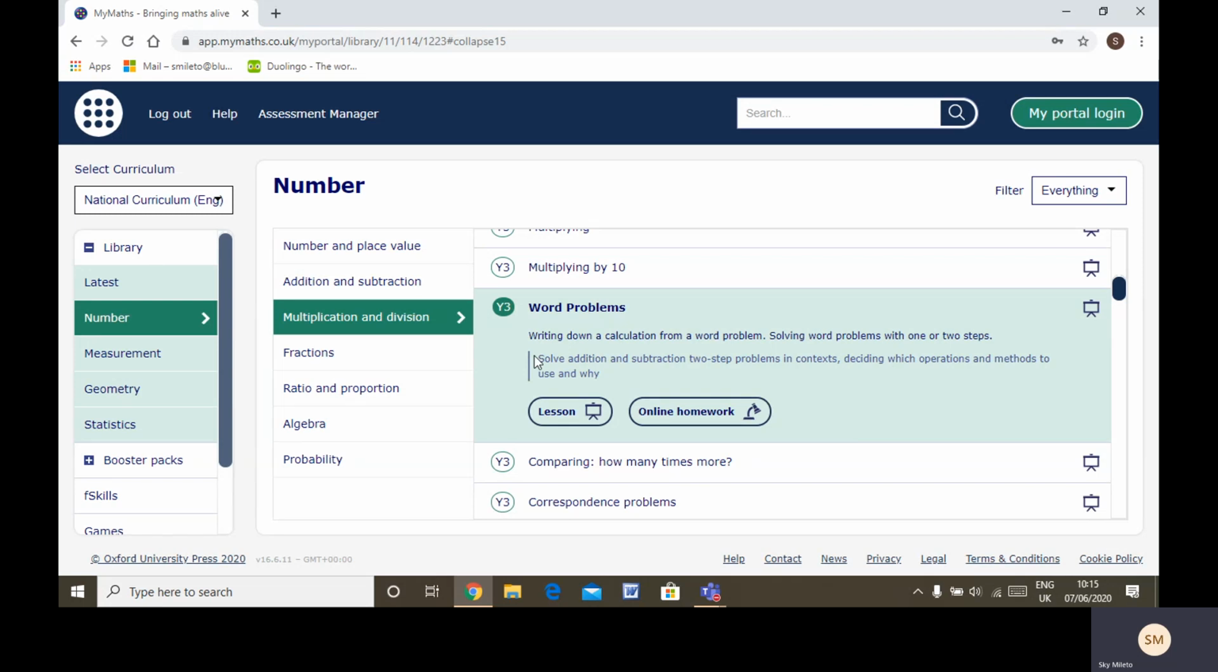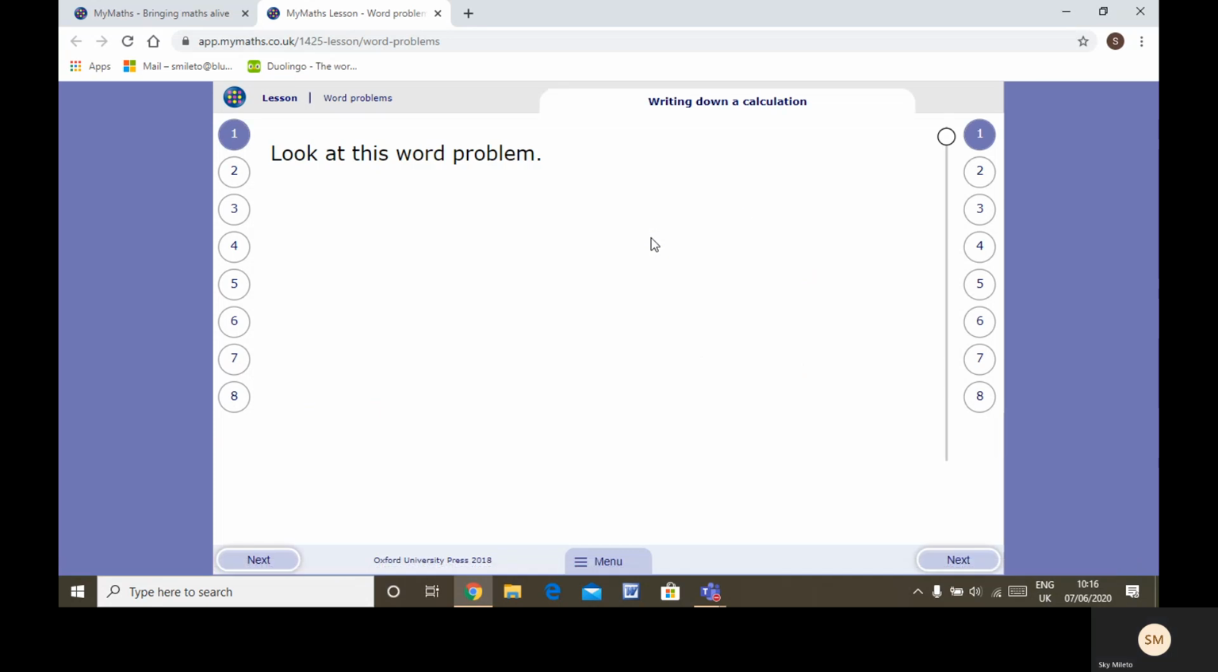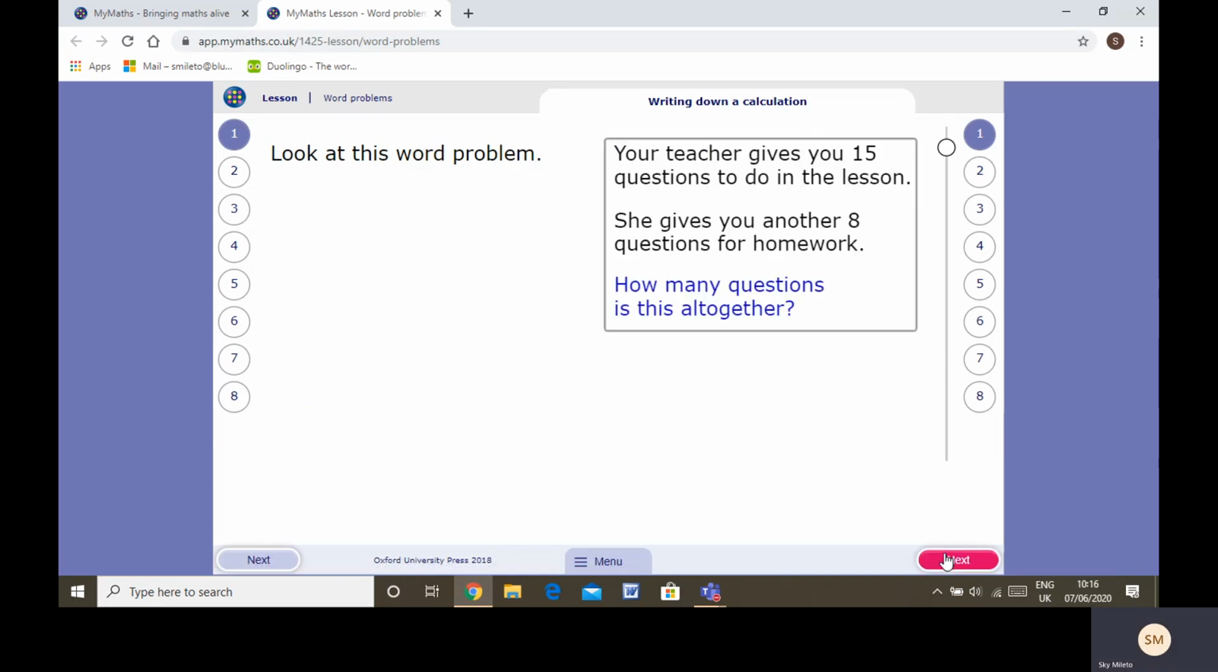Now, we have been doing some word problems the last few days, but today we're looking more deeply at what a word problem is. Okay, so look at this word problem. Your teacher gives you 15 questions to do in the lesson. She gives you another 8 questions for homework. How many questions is this altogether? You can pause it and work it out if you want to.